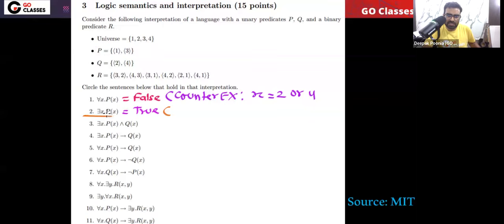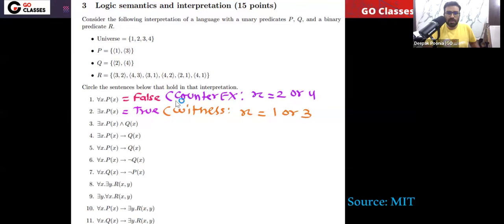What is the witness? Who is making this second statement true? Means who is the witness? Witness means a person who makes something true. Counterexample means a person who makes something false. Witness, who is the witness? I can say x equal to 1 or 3.